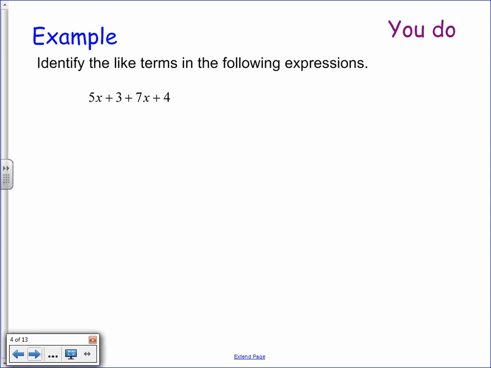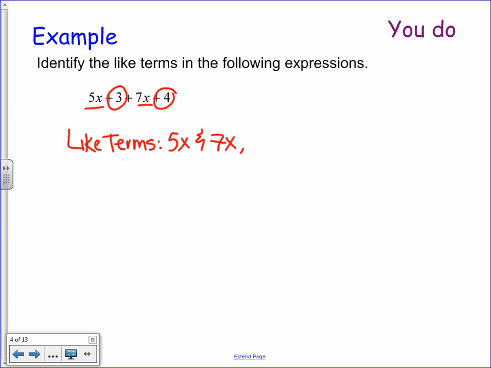You try this one. Pause me and replay me when you're ready for the answer. Okay, so in this case, we have a couple of like terms. We had 5x and 7x. That's one like term. Now we also have another like term of this positive 3 and this positive 4. So I have 3 and 4. So I can have two sets of like terms. That's okay.